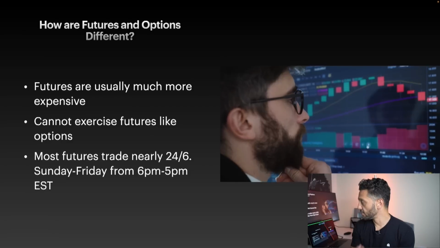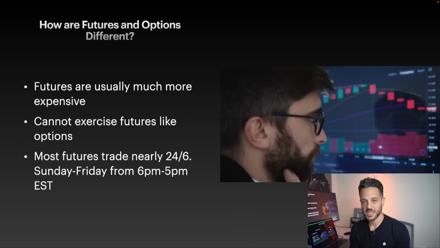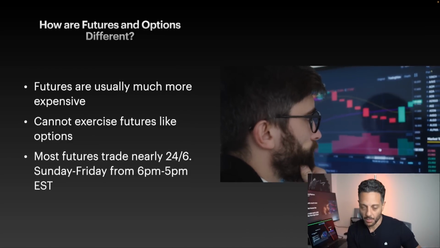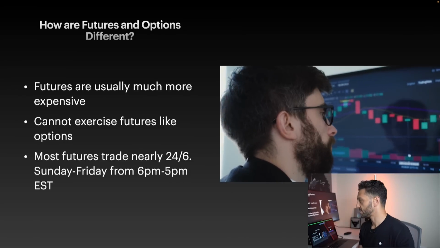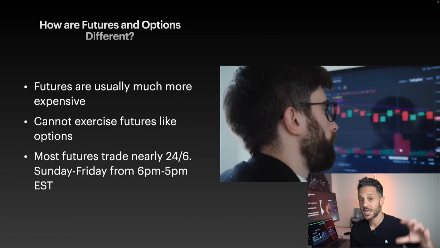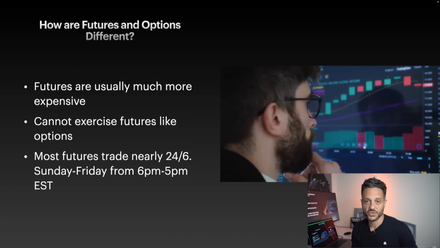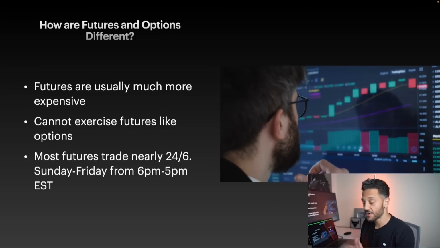Most futures trade nearly 24/6. That means 24 hours a day, almost 6 days a week. The actual times on most futures are Sunday to Friday from 6 p.m. to 5 p.m. the following day Eastern Standard Time. So there's usually a break between 5 and 6, and there's usually a break between Saturday and Sunday. All right, hopefully you're with me so far.